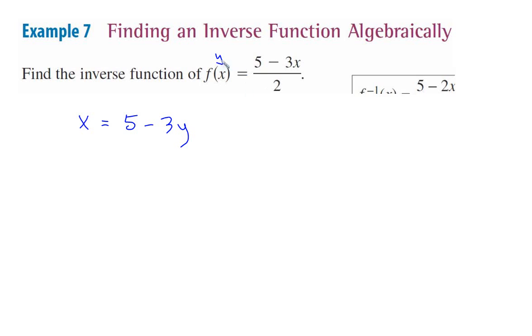Now you should understand why we switch the x and the y, because remember, graphically, if two functions are inverses of each other, the x and the y values are going to switch on their graphs when they reflect across the line y equals x. So we switch the x and the y, and then you have to solve for y, get y by itself. So you do whatever algebra you need to do to get y by itself.